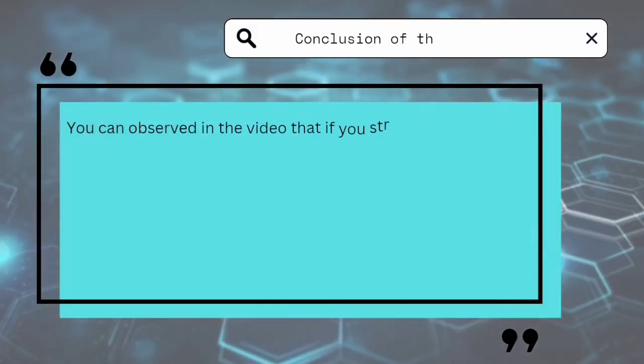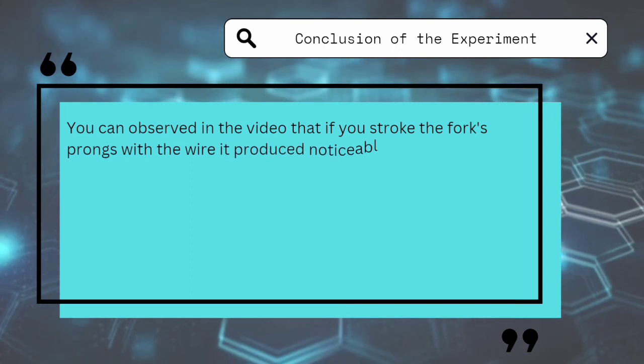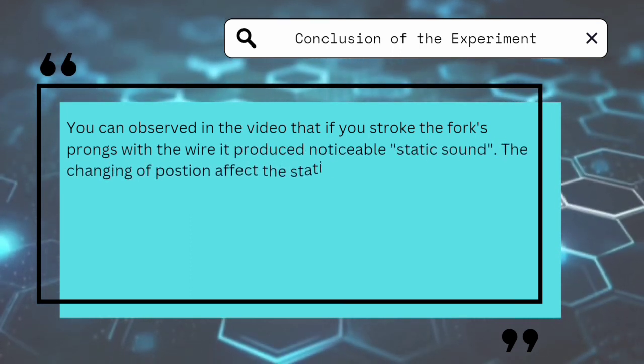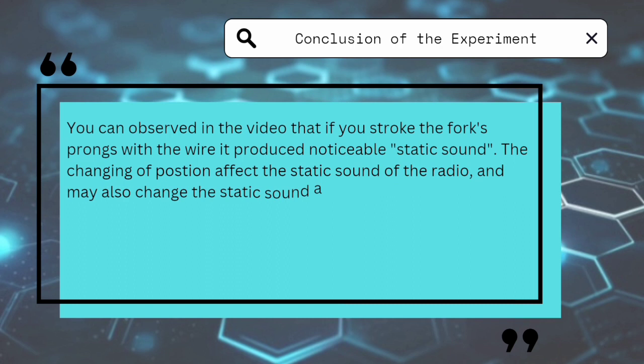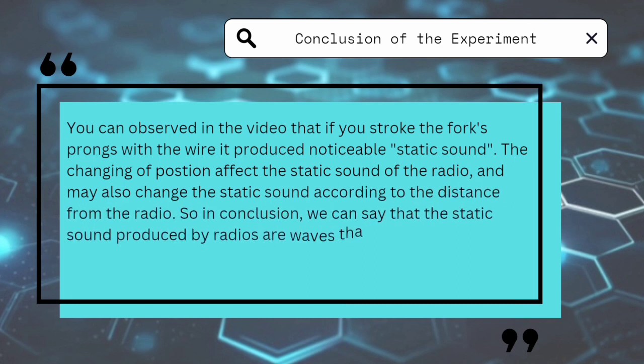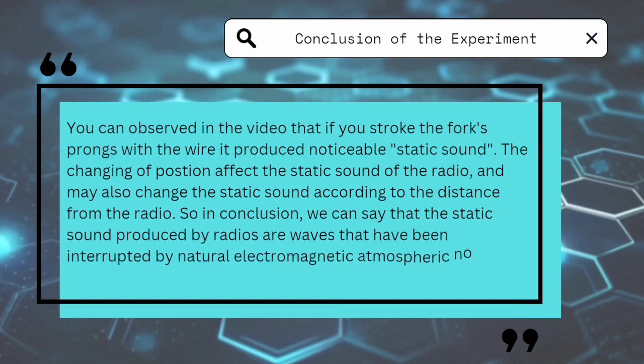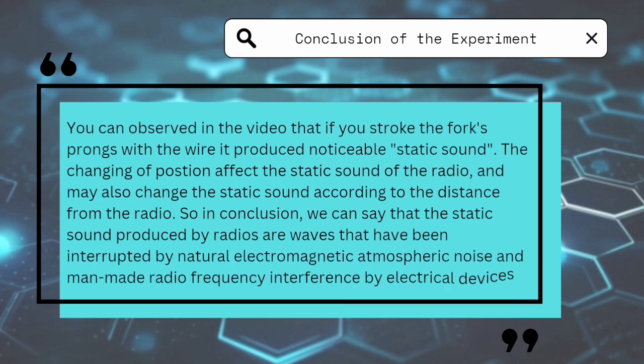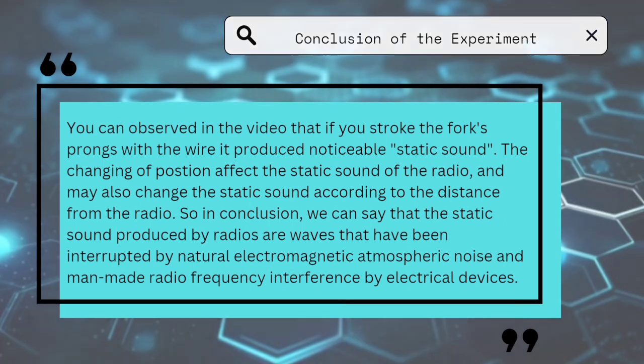Conclusion of the experiment. You can observe in the video that if you stroke the fork's prongs with the wire, it produced a noticeable static sound. The changing of position affects the static sound of the radio, and may also change the static sound according to the distance from the radio. So, in conclusion, we can say that the static sound produced by radios are waves that have been interrupted by natural electromagnetic atmospheric noise and man-made radio frequency interference by electrical devices.